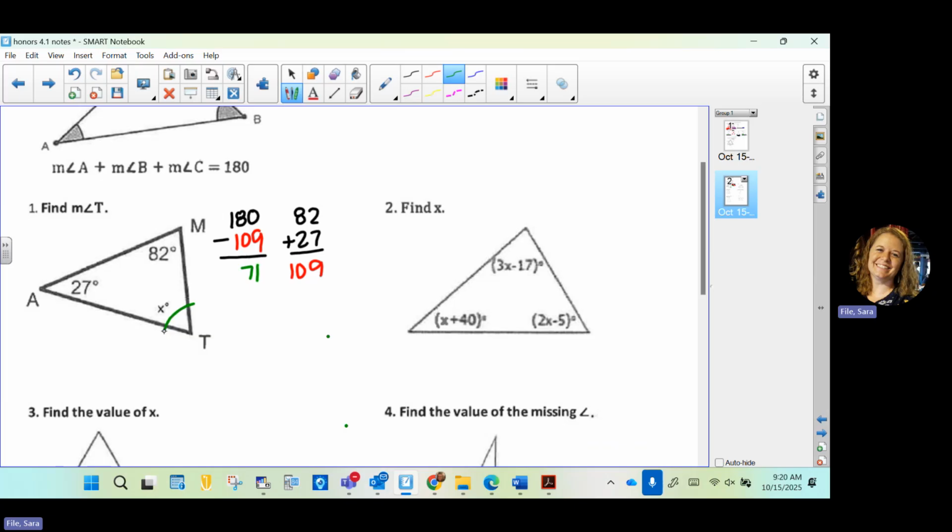What about if we classify by the sides? We don't know any side measures, but because we know the angle measures are all different, what do we know about the side measures? They're all different. We don't know what they are, but we know they're different. So if the angles are all different, I know that this is a what? Scalene. So if I were to ask you to classify this, you could say that this is an acute scalene triangle.